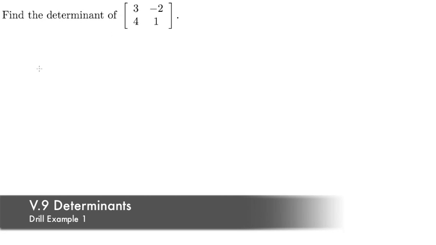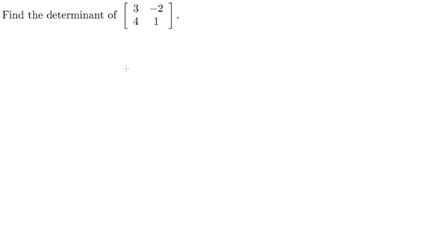Alright, so here we've been tasked with finding the determinant of this 2x2 matrix. Another way that we will denote finding the determinant of a matrix is if we write the matrix and we use bars on the left and the right rather than brackets like we did before. To find the determinant of a 2x2 matrix, it's very quick, very easy. You're going to take the product of these two numbers and then subtract the product of these two numbers.